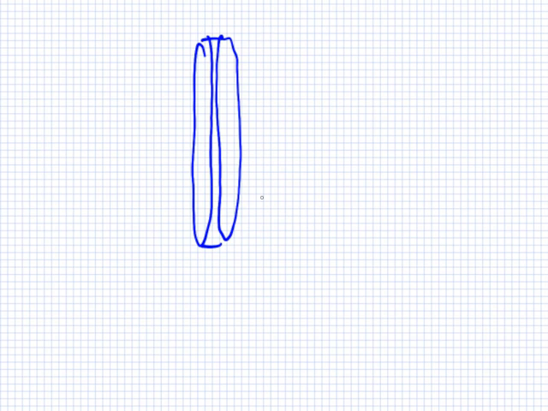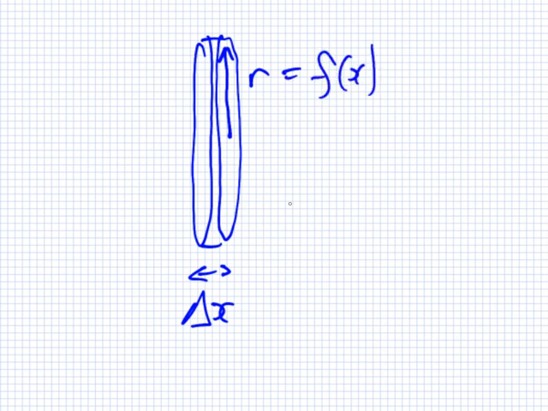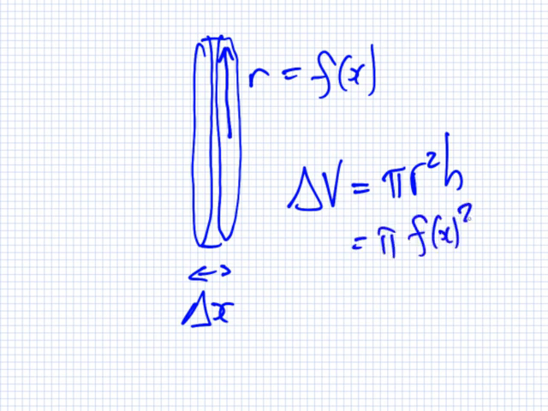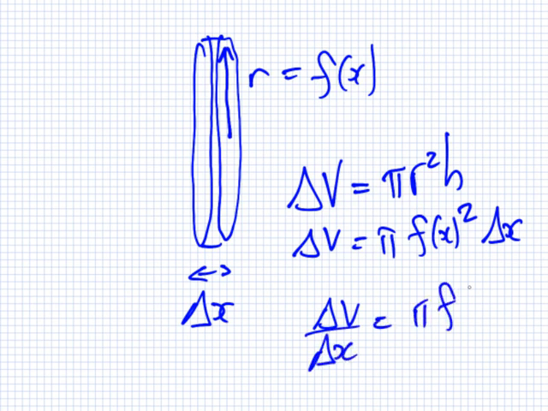What is the height of this cylinder? Well, the height is this part here, which we said is delta x. And what's the radius now? The length of the y. The y value, very good. So that is just like f of x. So what is the small volume here? It'll be pi r squared h, which in this case would be pi f(x) squared delta x. That's the delta V. Or if you want, delta V over delta x is pi f(x) squared.